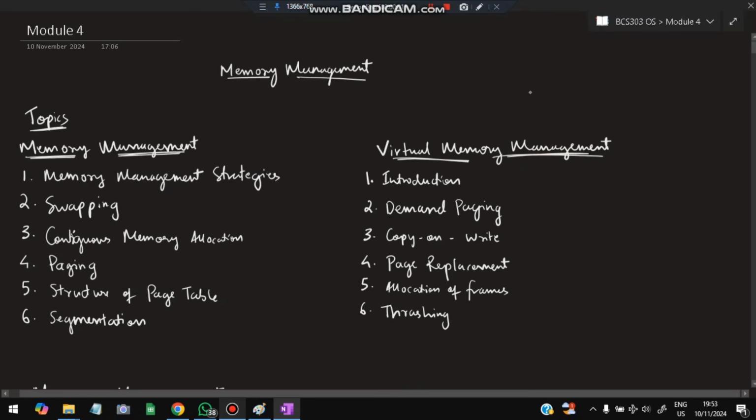Hello everyone, today in this video we'll be discussing the fourth module of OS, which is related to memory management. This module is divided into two topics, which are memory management and virtual memory management. Under these, the subtopics are also present, so we'll be discussing all of them one by one.